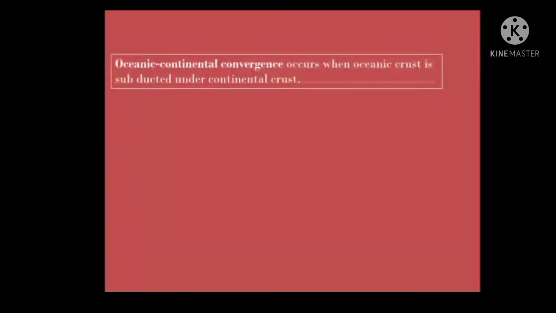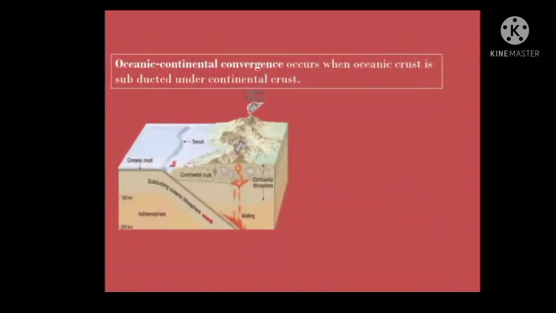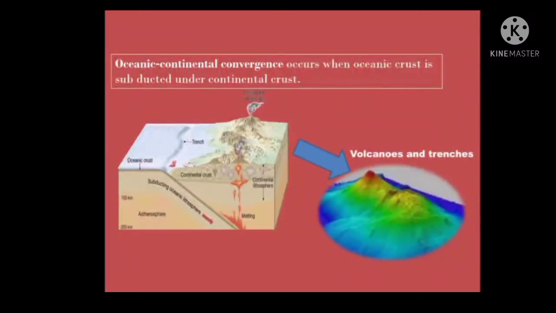So let us talk first about the oceanic-continental convergence. This occurs when oceanic crust is subducted under the continental crust. As the oceanic and continental crust collide, the denser oceanic crust collides with the continental crust and subducts beneath it. The creation of trenches and volcanoes results from the subduction of oceanic crust.